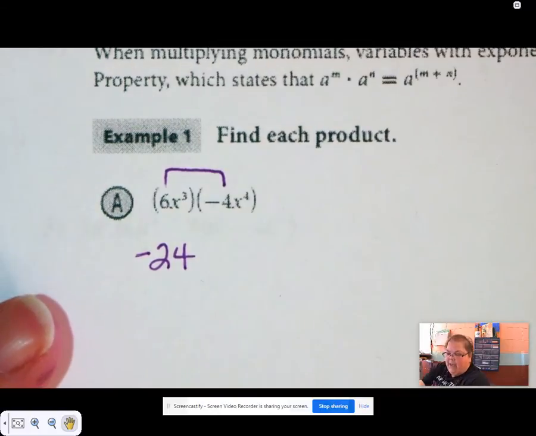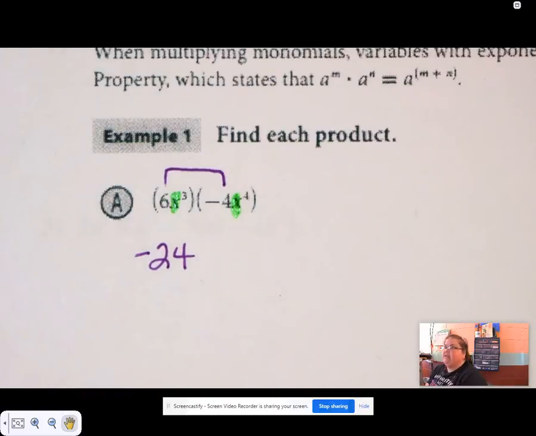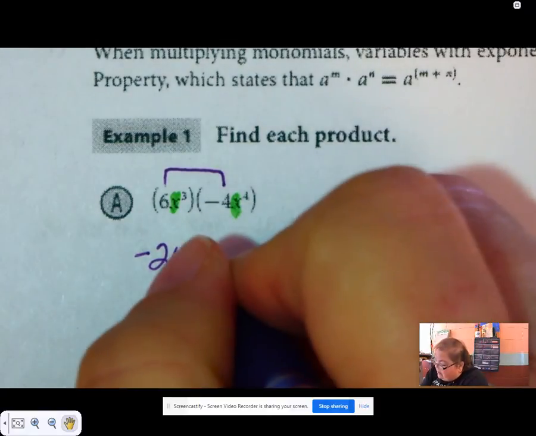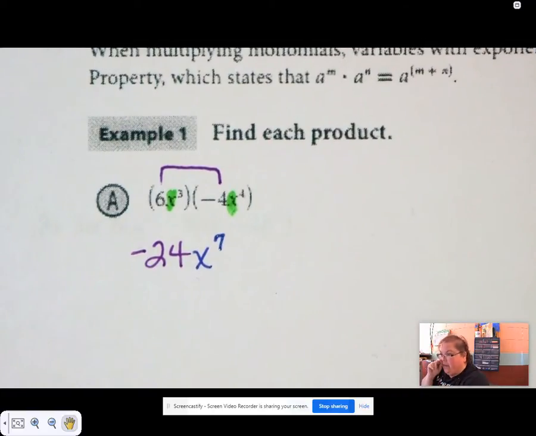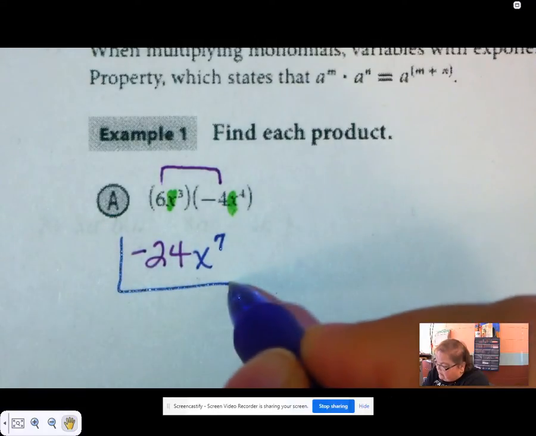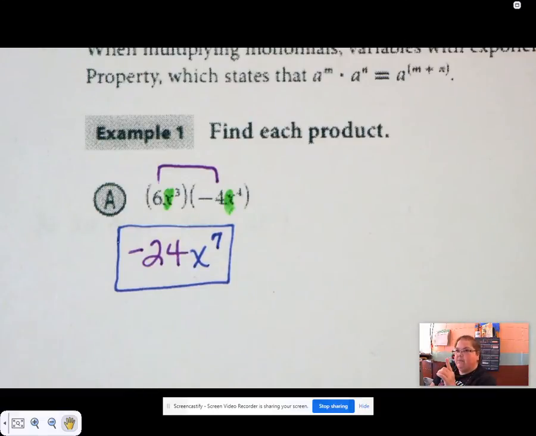Now, do I have like bases? Yes, because they are both x's. Remember, bases are just about what the variable is. They're both x's, so I can add 3 plus 4 and get x to the 7th power. This is my final answer. Multiply the numbers, add the exponents of like bases. Questions?